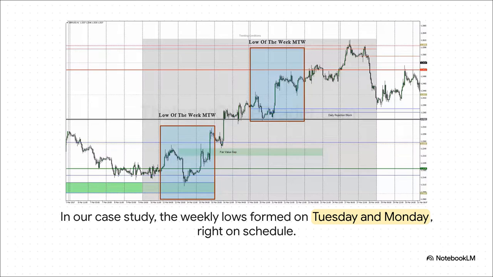In that first week, the low formed on Tuesday after dipping into that daily fair value gap, and in the week right after, the low formed on Monday at a key equilibrium level. The MTW principle played out perfectly, offering these prime entry opportunities early in the week.